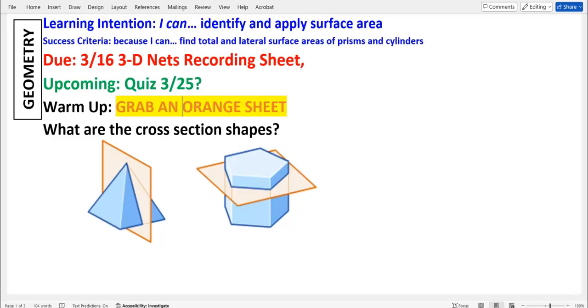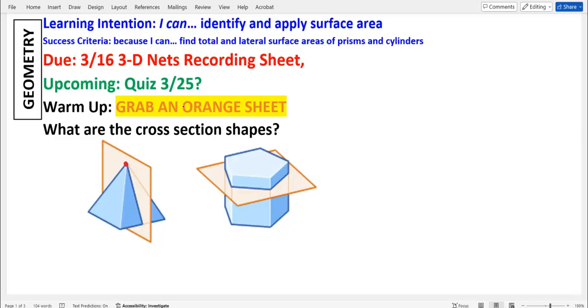All right. What are these cross-section shapes? Yesterday we learned that when you slice a 3D figure, a solid, you get a two-dimensional 2D shape. So, look at this first thing. What do you call this thing that's pointy at the top? Oh, sorry. That is the top vertex. But the whole shape that is pointing at the top is called what in general? Ah, pyramid. It is a pyramid.